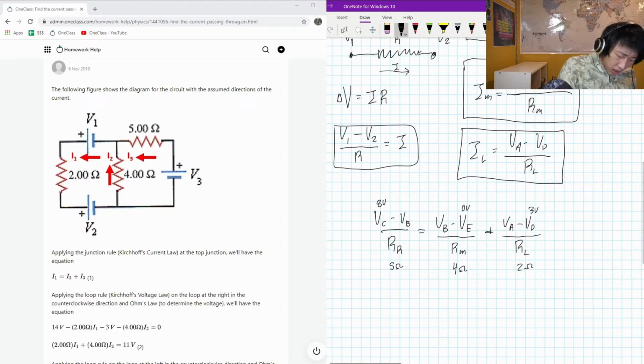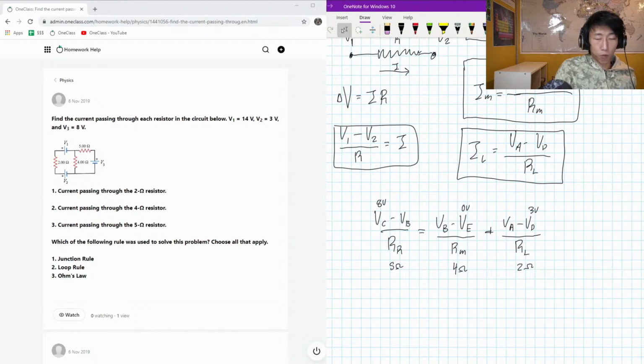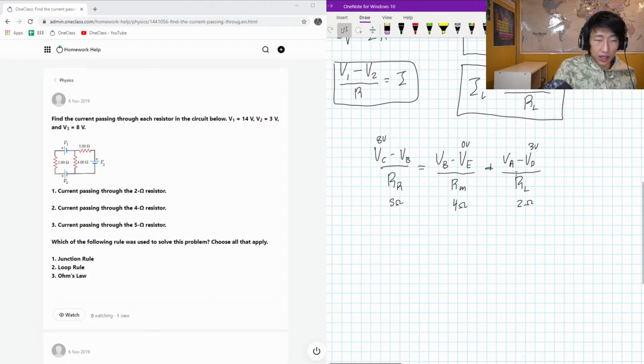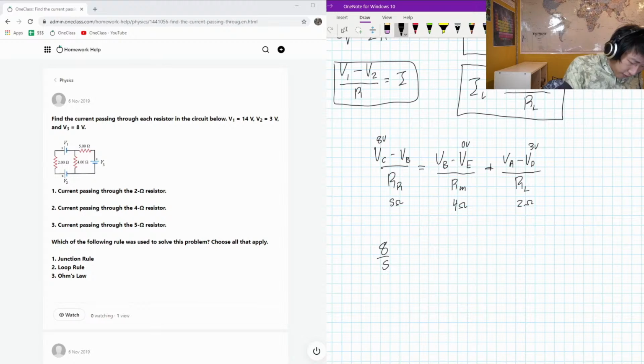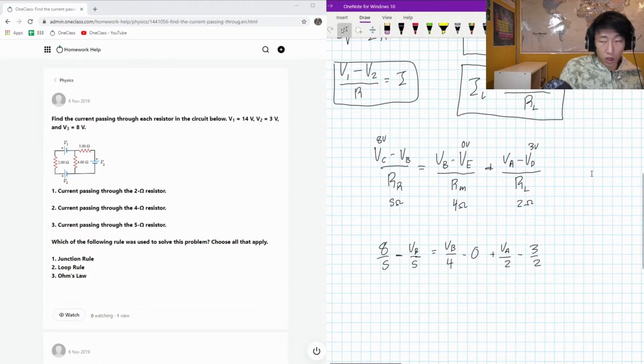Now I know I'm going with a slightly different strategy as we see on the left here, but we can always come to the same conclusion even if we take different strategies to get there. So let's sub in our numbers. We'll have 8 over 5 minus VB over 5 equal to VB over 4 minus 0, plus VA over 2 minus 3 over 2. Okay, so this is a little relationship.